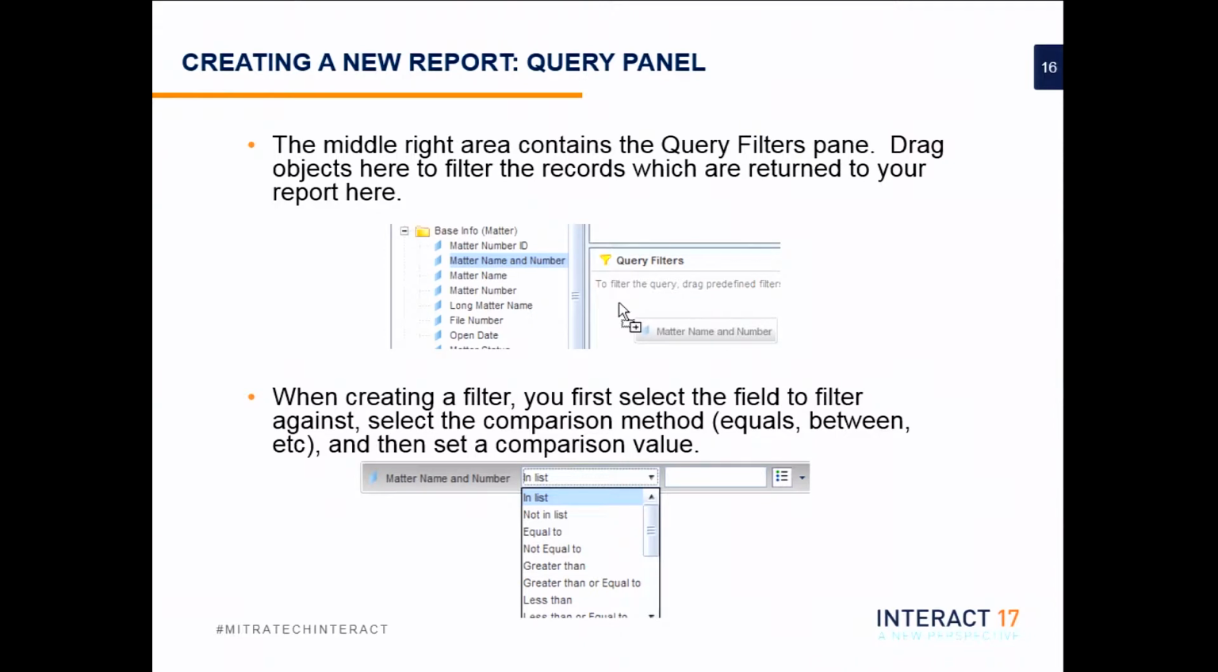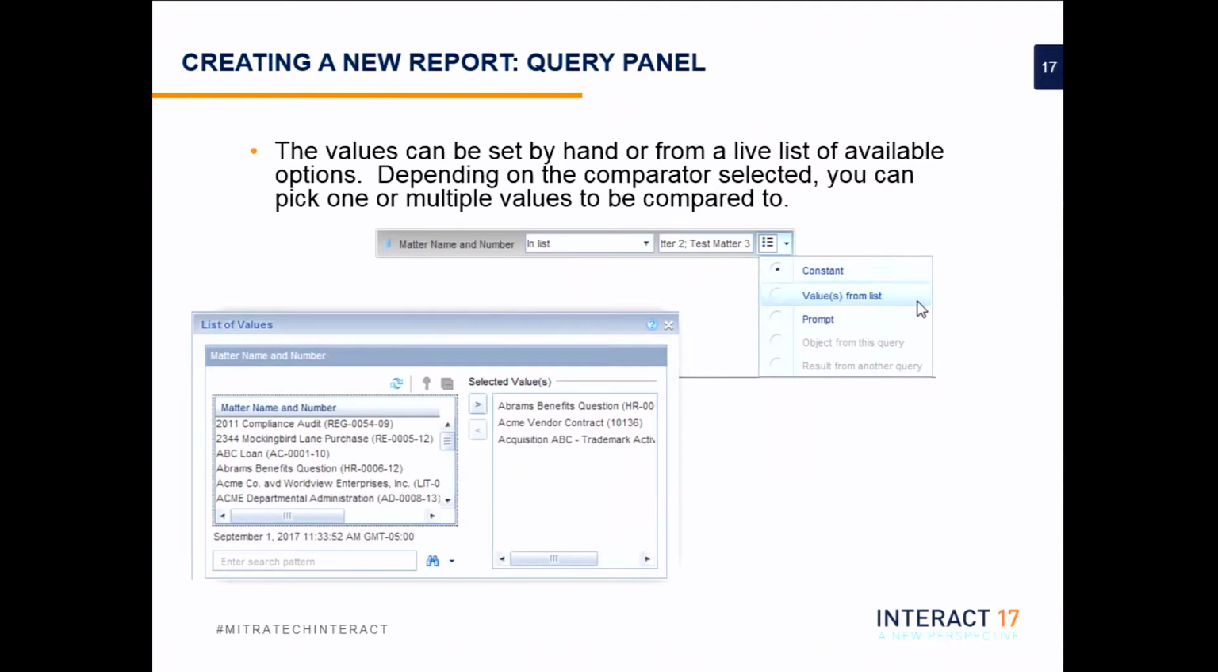I can decide that I want to pick just a certain list of matters to include in this report, but there are a number of other Boolean operators I can use here, yes or no, true or false kinds of choices. In list, not in list, equal to, not equal to, greater than. Greater than or equal to doesn't really make sense for a matter name comparison. More useful for number fields and date objects.